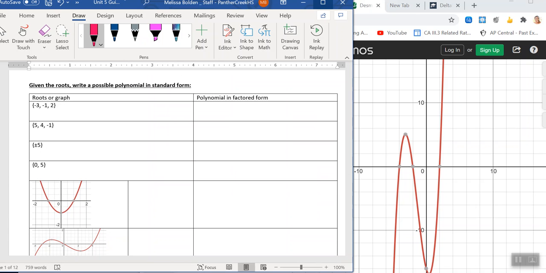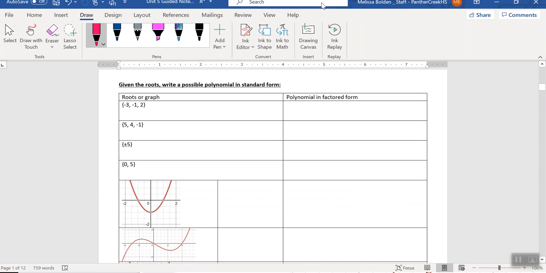Okay, since I am no longer using decimals, I'm going to go ahead and make my screen big. So I've given you some roots. I told you the roots were -3, -1, and 2. So what we want to do with that is write this as x minus -3, and then x minus -1, and then x minus 2.